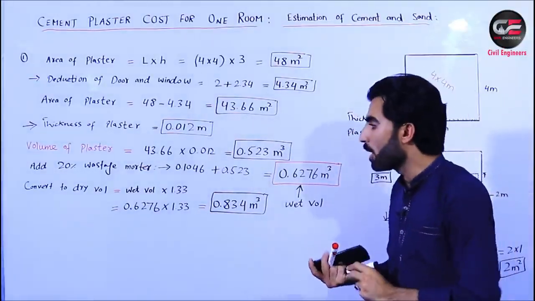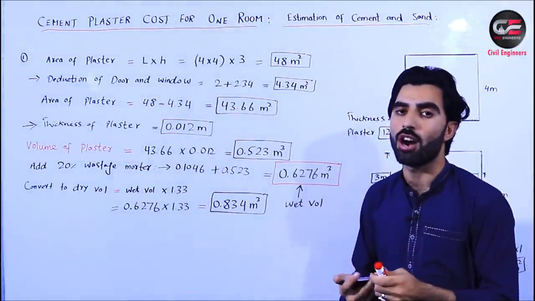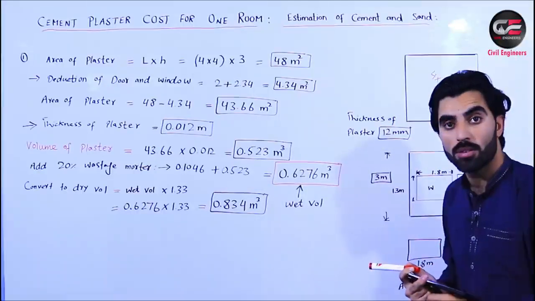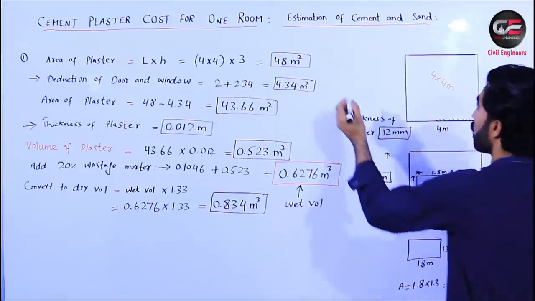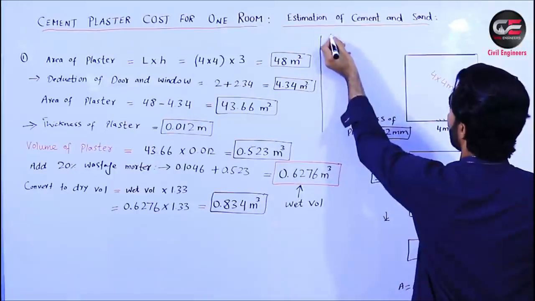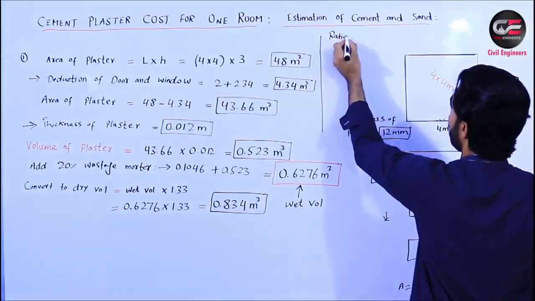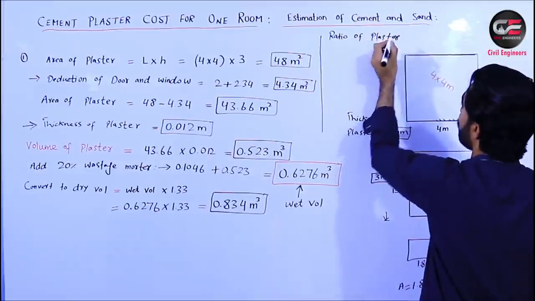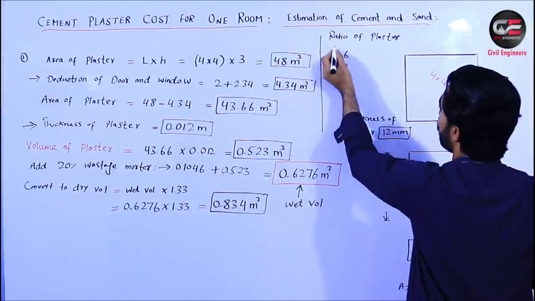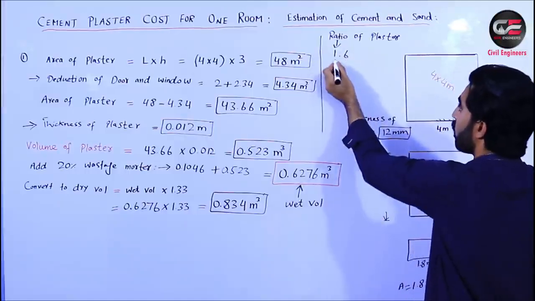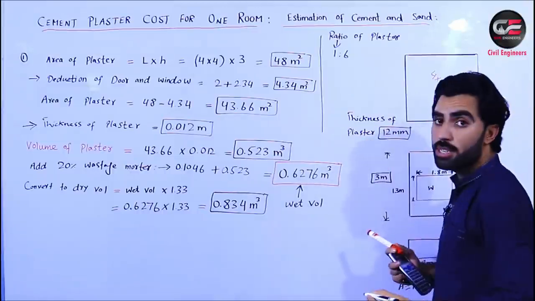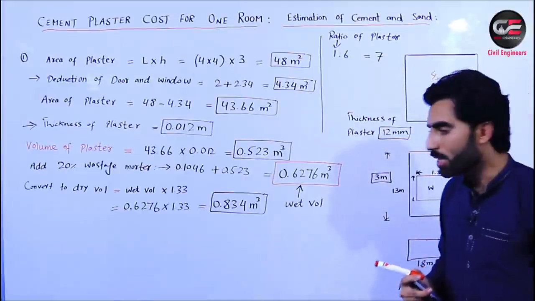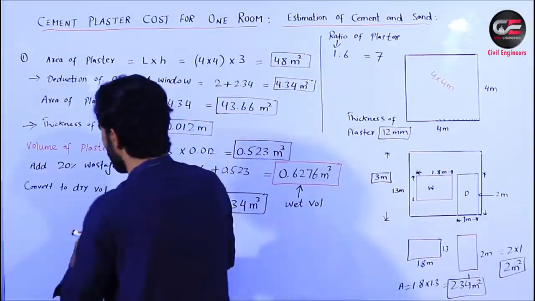Now guys, come to the main point. Now we require the quantity of cement. Here is a question: which ratio will we use for this? Normally for a wall we take a 1:6 ratio. One part is cement and 6 parts is sand, so the sum of the ratio becomes 7.